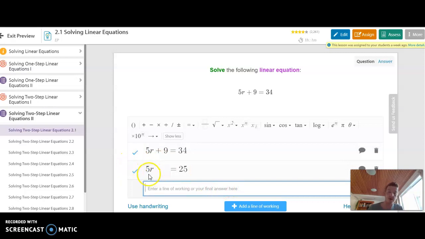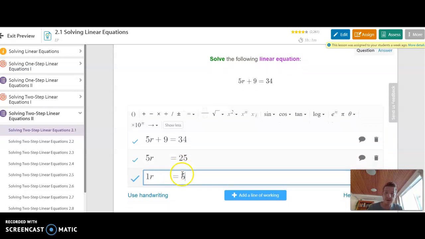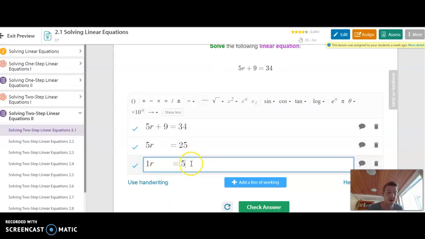Now the last thing I want to do is undo that 5 in front of the r. That means I need to divide by 5. So 5 divided by 5 is 1, so that means it gets to 1r. And then I can do the same to this side. 25 divided by 5, and my answer is 5. So my final answer is 1r equals 5.